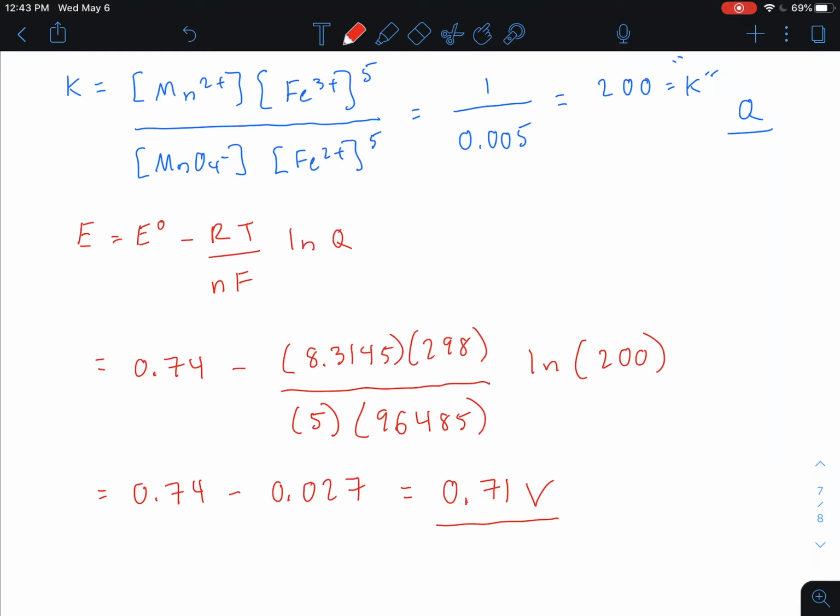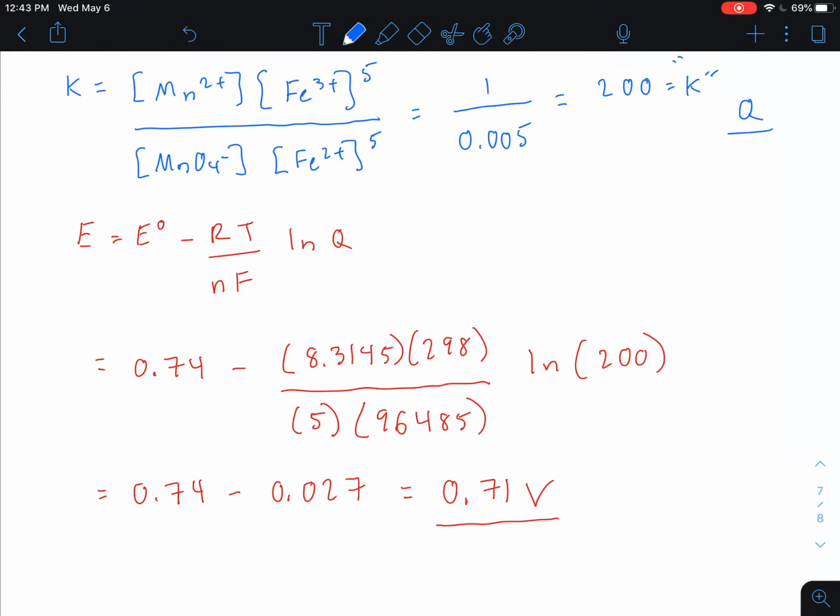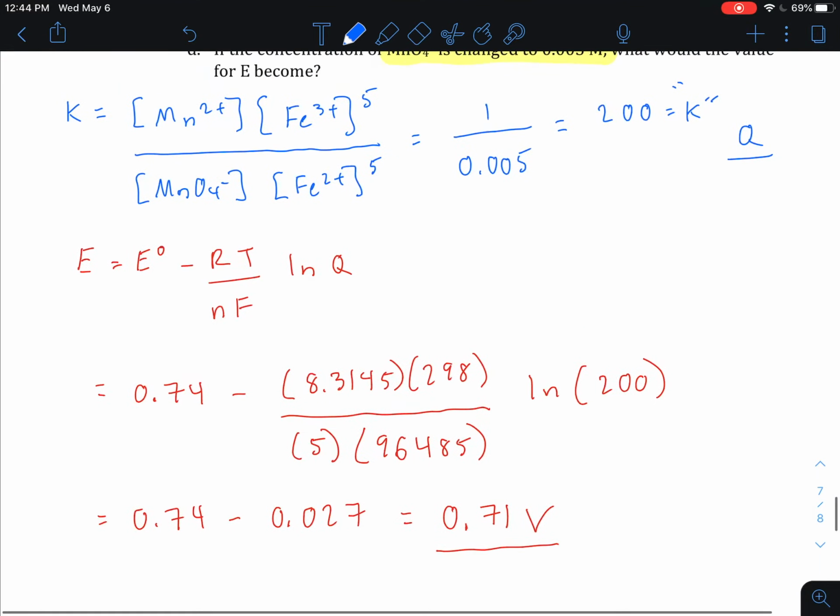So after cleaning all that up, the second term becomes 0.027. So the new voltage becomes, we'll call it, 0.71 volts. So not a huge change by modifying the molarity of one of the components. That's an interesting point. You really do need to drastically change molarities to observe a substantial change.